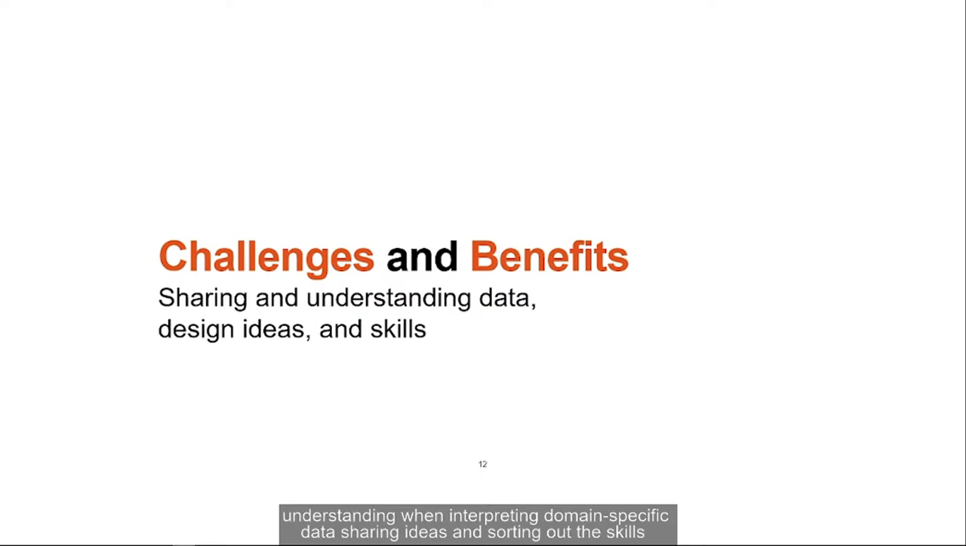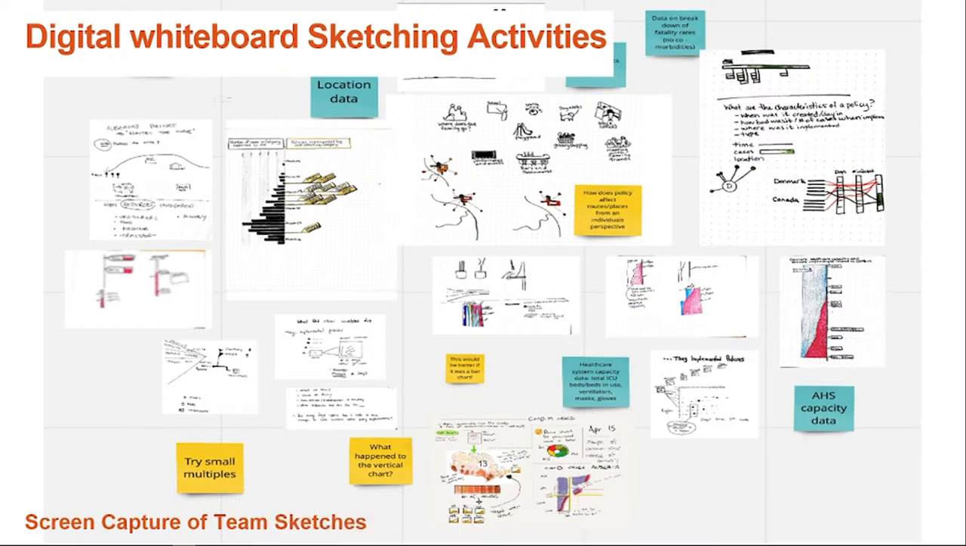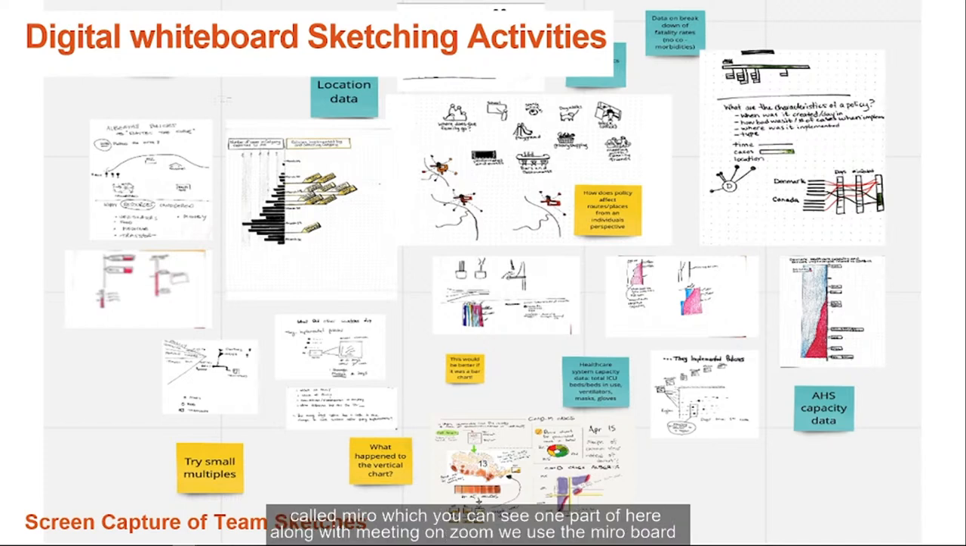In a co-located setting, we could, for example, compile our sketches on the wall of a meeting room for all members to view and discuss. We were able to do something similar in the distributed setting using a digital whiteboard called Miro, which you can see one part of here. Along with meeting on Zoom, we use the Miro board throughout our process and specifically as a collaboration tool during our design sessions. This shows physical sketches and some digital sketches made by our team members, but we also use this as a space to put inspiration clippings and other visuals.